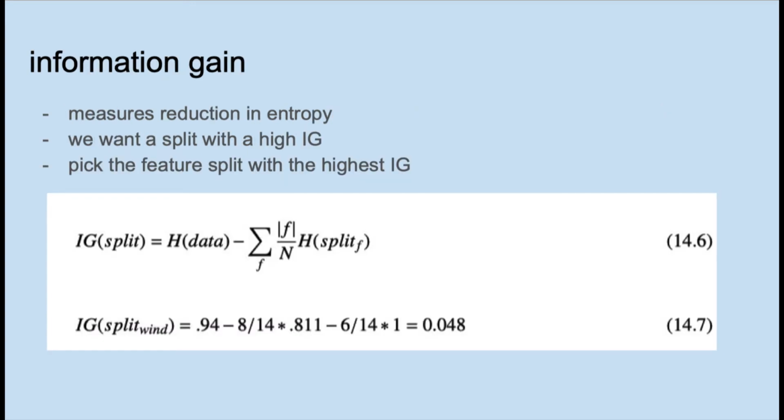Now we need a way to decide which predictor is better. And the metric used with entropy is information gain. It's going to measure the reduction in entropy. So we want to look for a split with a high information gain.